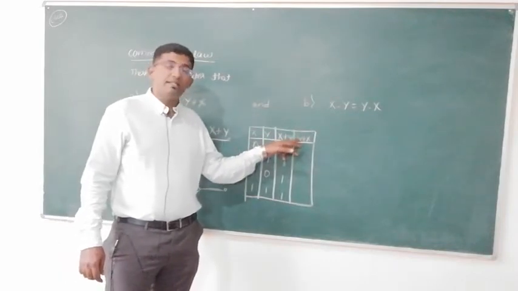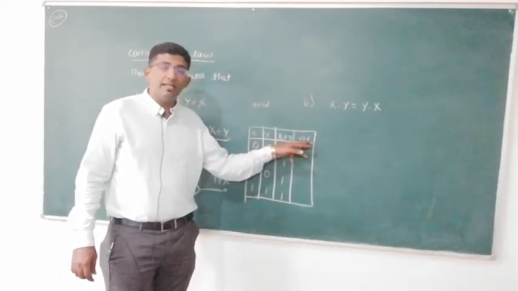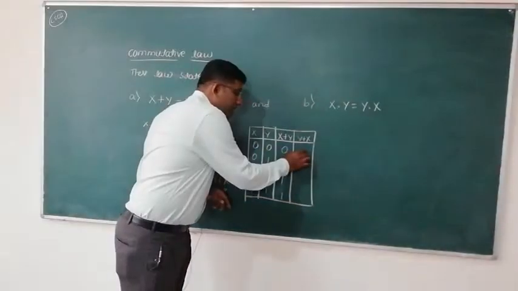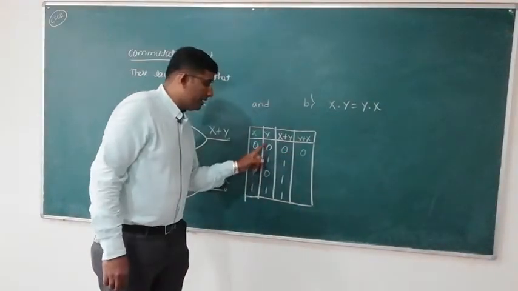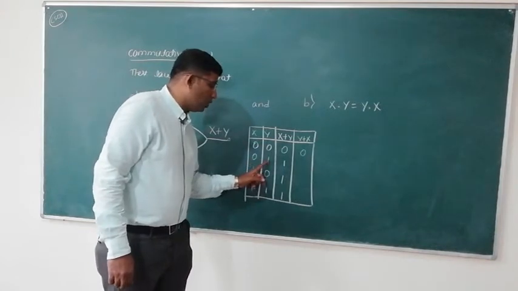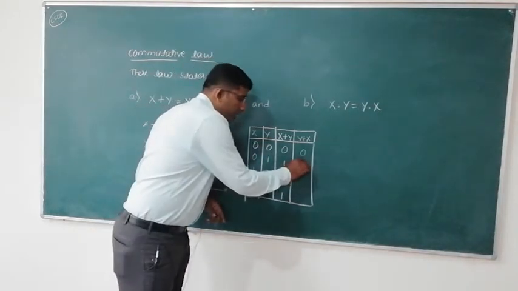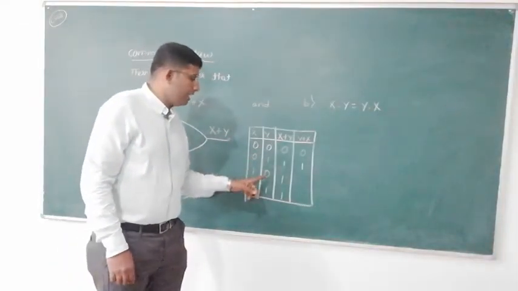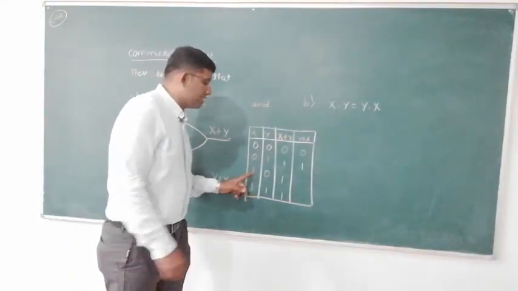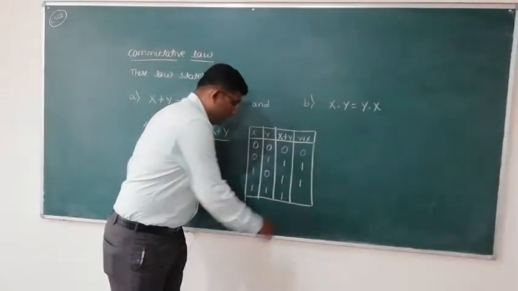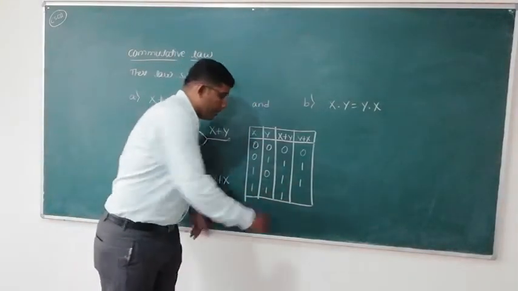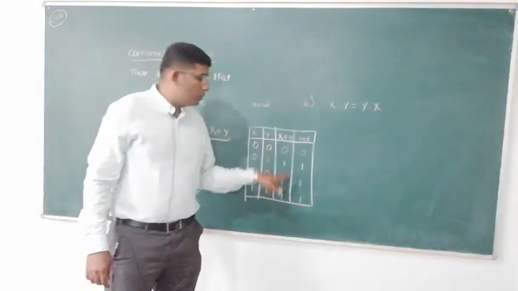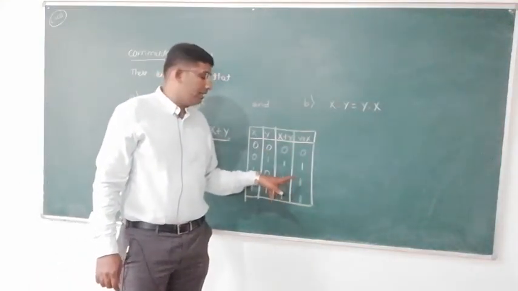First I am going to consider y, then I am going to consider x. 0 plus 0, once again 0 will be the output. If y is 1 and x is 0, 1 plus 0, if any one of the inputs is 1, the output is always 1. If y is 0 and x is 1, then also I am going to get 1 itself. If y is 1 and x is 1, then also I am going to get 1 itself. These two columns are identical.